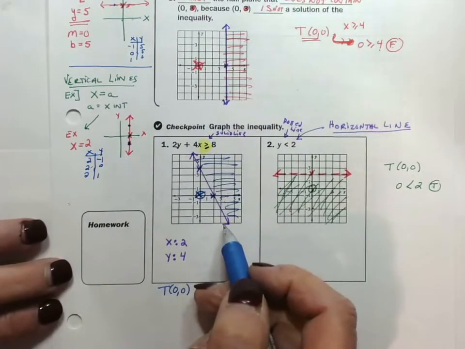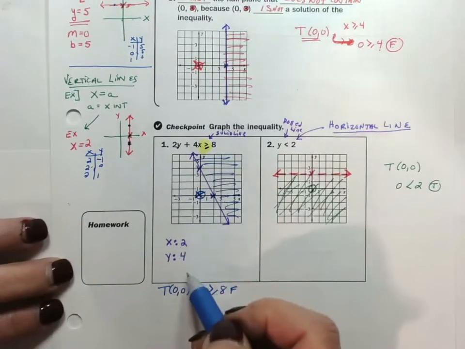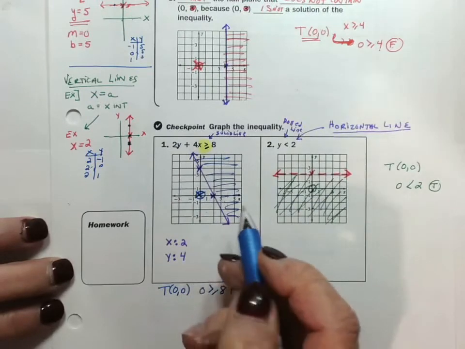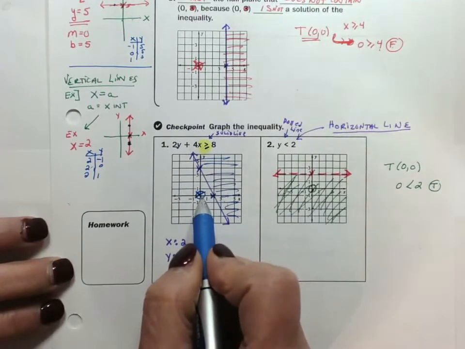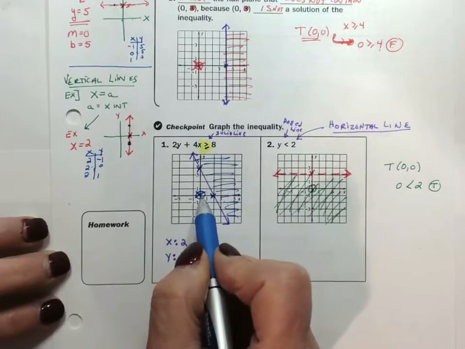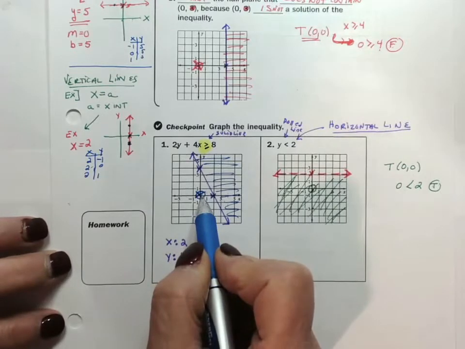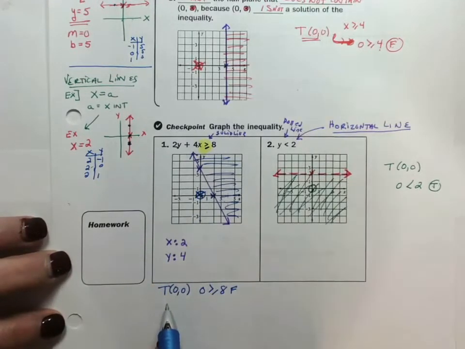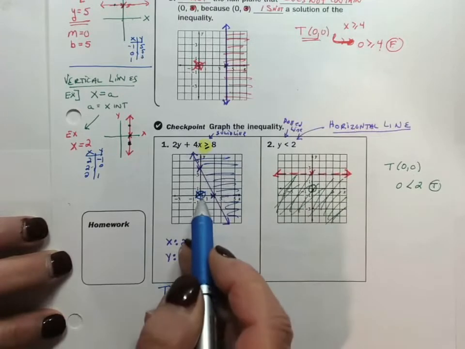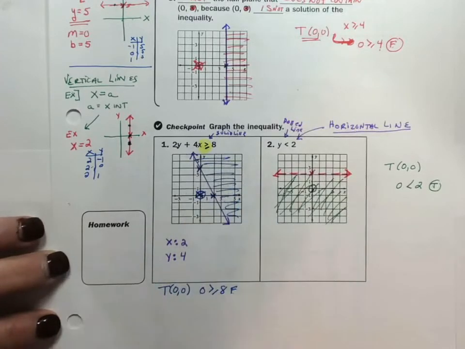So I graphed my line. I found my X and Y intercepts. I picked the origin because that's the easiest point to test. I test 0, 0. Since 0 greater than 8 is false, this is not a solution. I shade the other side.